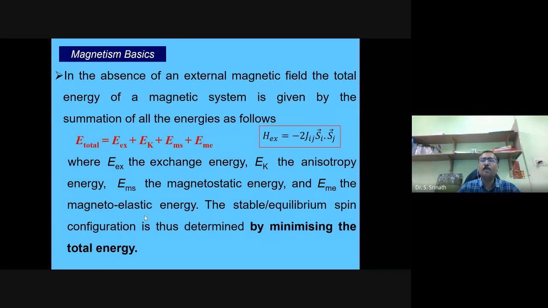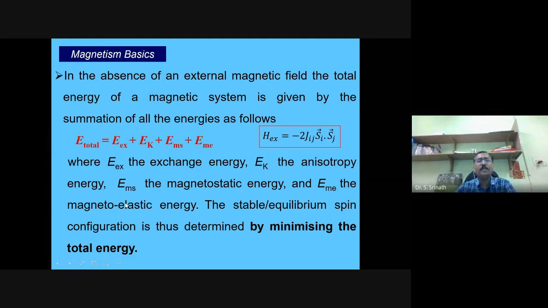So that property of changing the dimensions of the material with respect to the application of magnetic field is called magnetostriction. This is basically a magnetoelastic property. So the dimensions are changing.